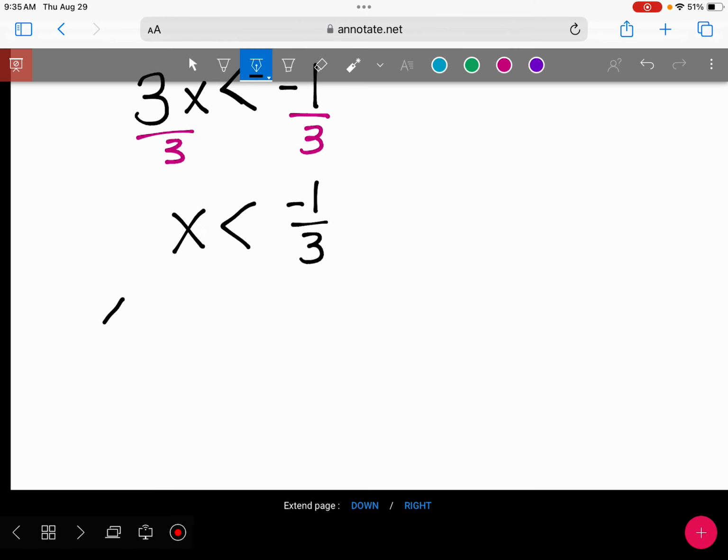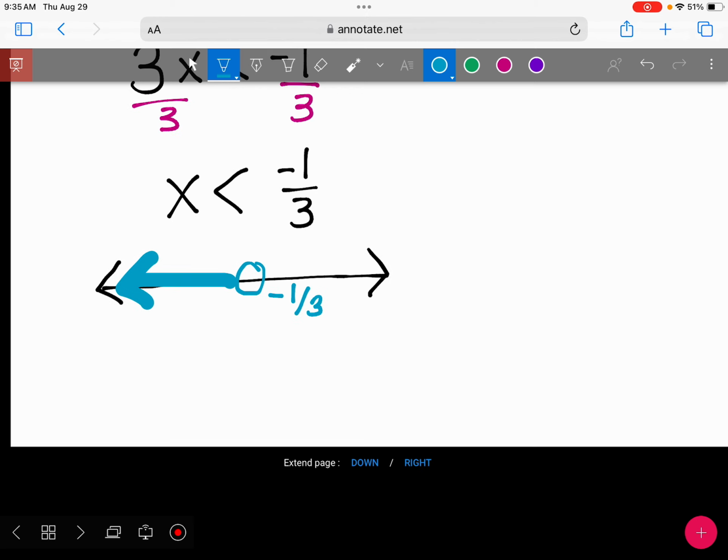That's our solution. We're going to write it in our interval notation. I'm going to sketch it out so we can see. I can just label my point here, negative 1/3. Am I going to be an open circle or a closed circle? Open circle. And are we going to color to the left or to the right of my 1/3? Left, because x is smaller, less than. So our interval, negative infinity to negative 1/3. Infinity always gets a parenthesis. Is our negative 1/3 getting a parenthesis or a bracket? Parenthesis. Okay?